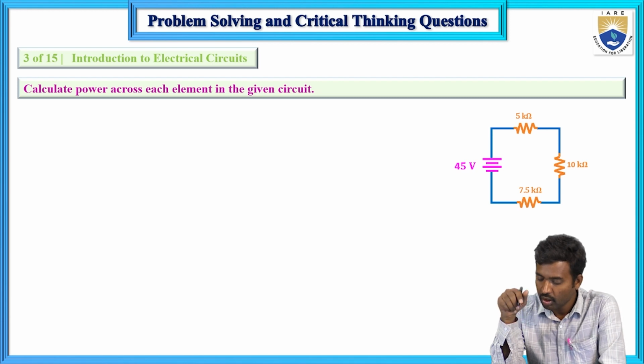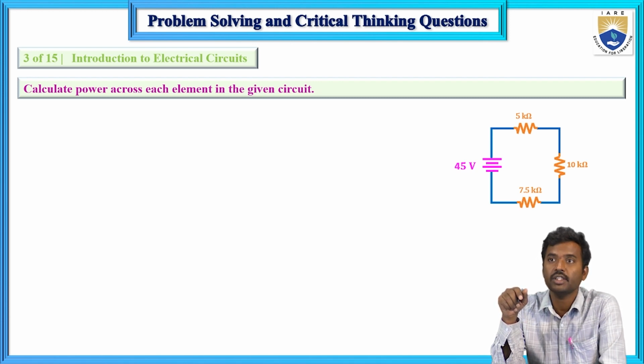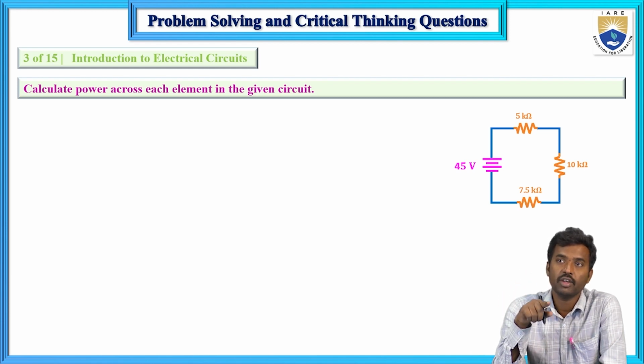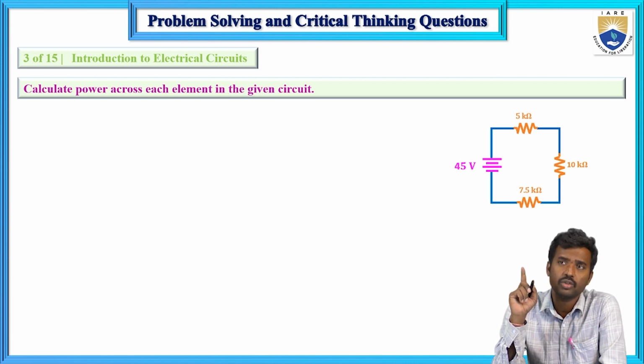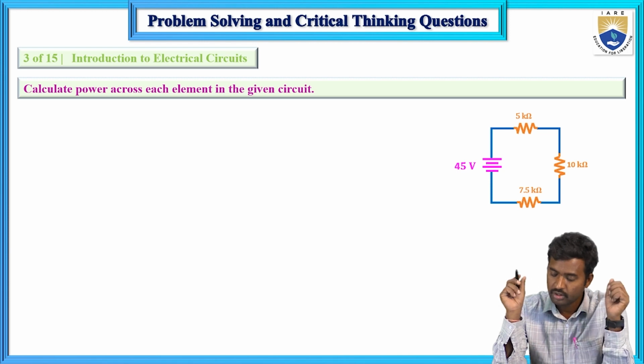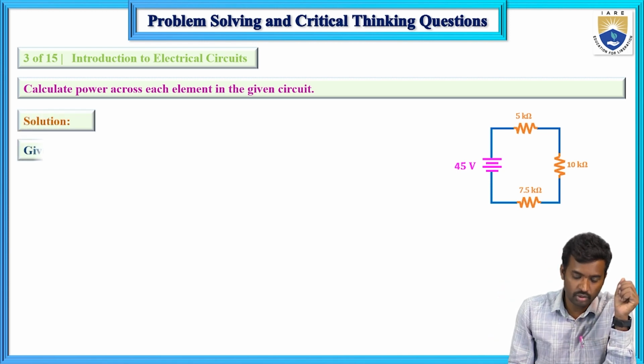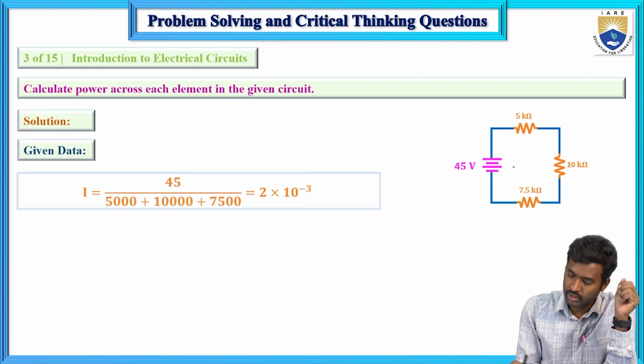So how many elements are connected in series here? 5 kilo ohms, 10 kilo ohms and 7.5 kilo ohms, and the total circuit is connected across 45 volts. Now we can easily determine the current flowing through the circuit. All are connected in series, which means the same current flows through each element. In that case, first determine the current for the 45 volts.